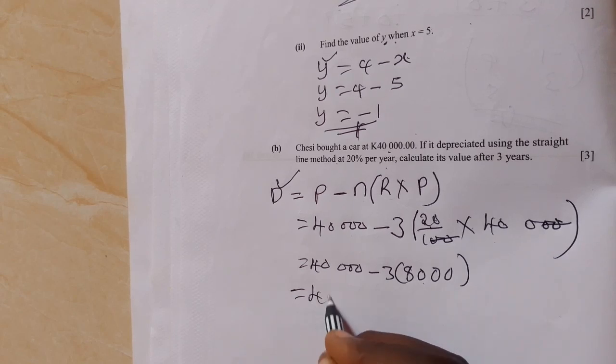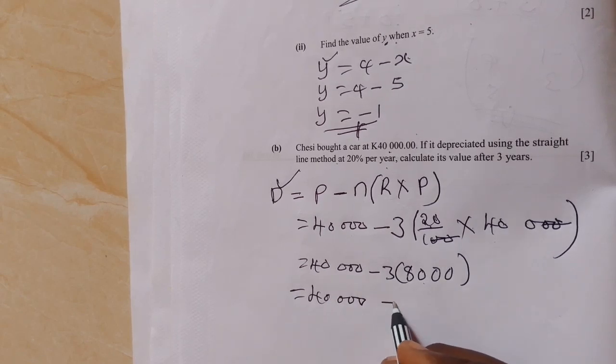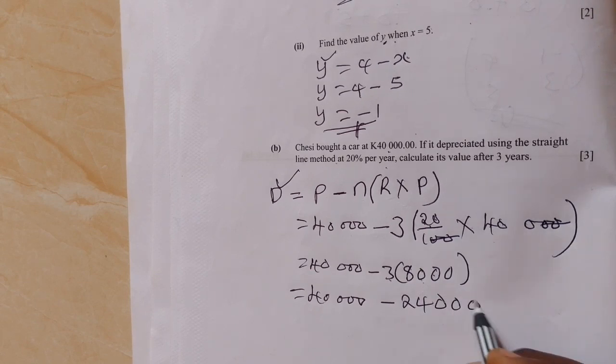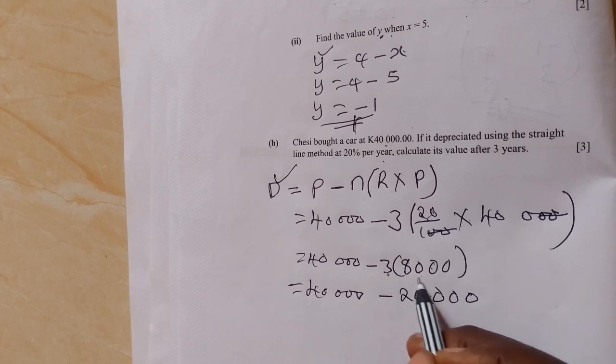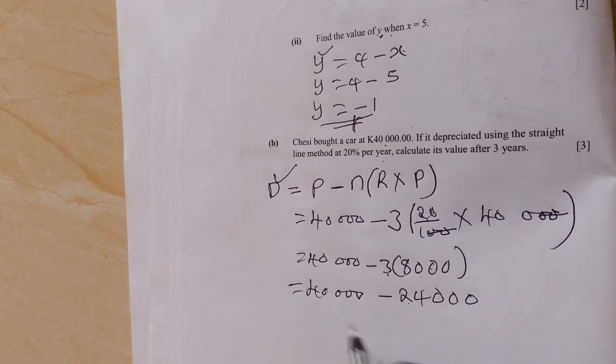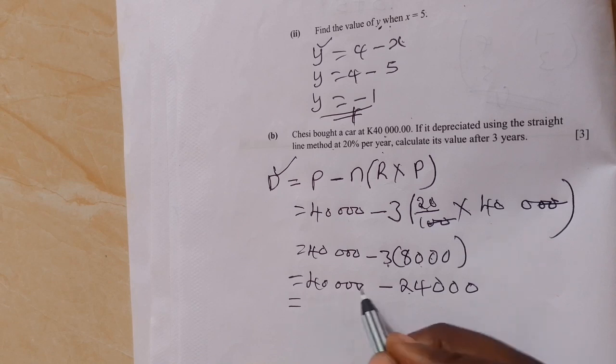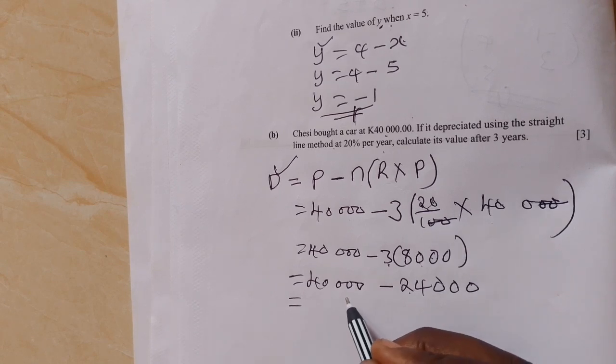So you have 40,000 minus 3 times 8, that is 24. Okay, you get this 0, this one here, and this one. So in short, 3 times 8,000, that is 24,000. Be able to know these tricks because you are not allowed to use a calculator. You must be smart enough.